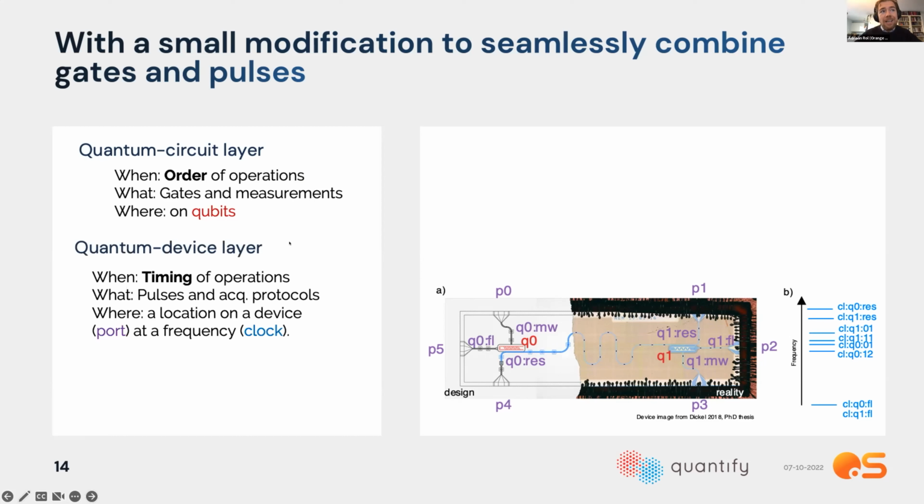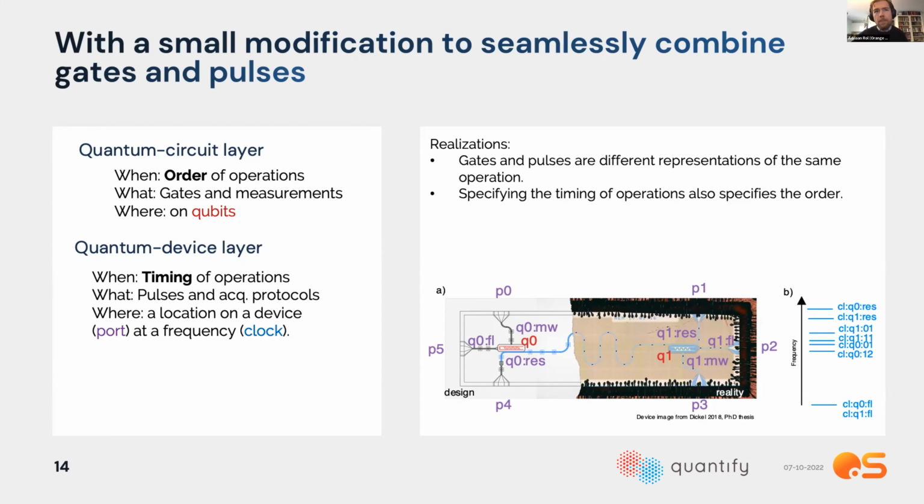In the quantum device layer, the thing that's important is the timing of the operations. Are things exactly simultaneous? Is there a fixed amount of nanoseconds between this and this operation and something happening or not happening in the middle? These kinds of constraints. And we have pulse and acquisition protocols that act on a physical location on the device, a port, and are applied at a specific frequency that we call a clock. We're calling it a clock because it also contains phase information, but that's a technical detail here.